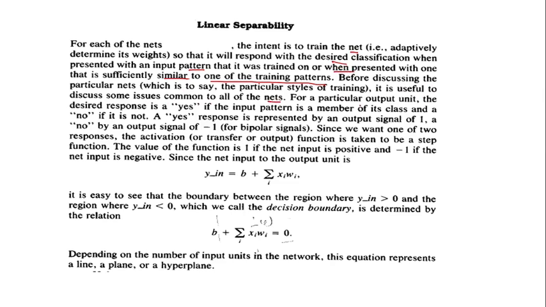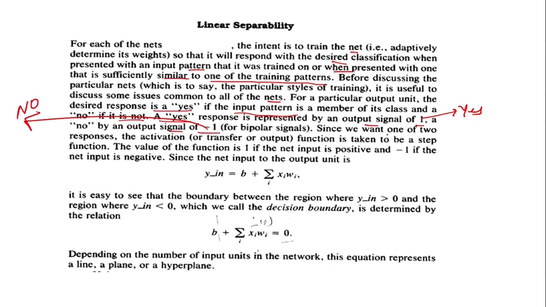Okay, for a particular output net, the desired response is a yes if the input pattern is a member of the class, and no if it is not. A yes response is represented by an output signal of 1, and a no response by an output signal of -1. Normally this is -1 and +1 for no and yes. Sometimes it is also referred to as 1 and 0, but here we are considering -1 and +1. +1 is for yes and -1 is for no.